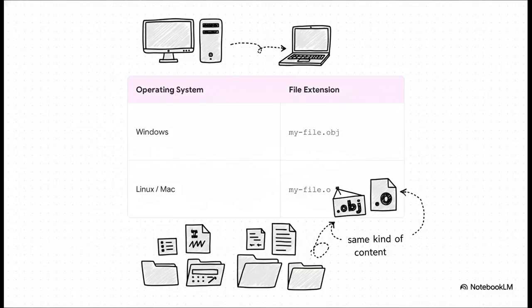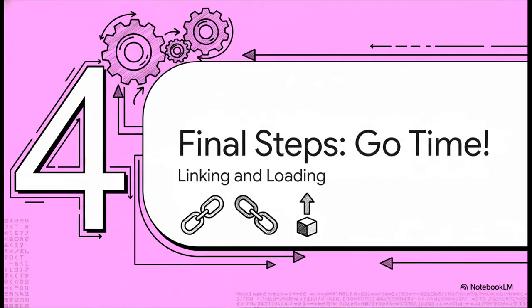And here's a cool little detail for you. The file that holds all this object code actually gets a different name depending on your operating system. If you're on Windows, you'll see a .obj file. But if you're on Linux or a Mac, you'll get a .o file instead. Same content, different label.